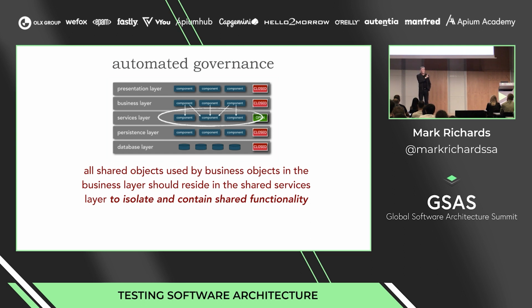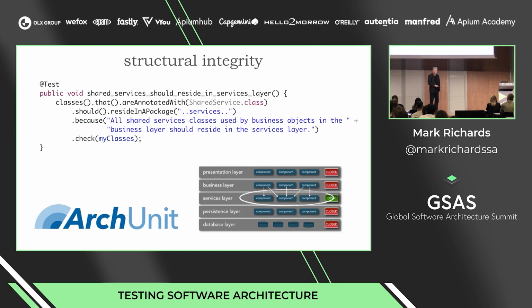Really? I show this one because, like the operational characteristics, sometimes when we devise these tests, there's additional work for the development team. And here it is. For example, in something like ArchUnit, it would look like this. Classes that are annotated with SharedService.class, therefore there's a custom attribute or custom annotation, should reside in a package services. That defines that layer.